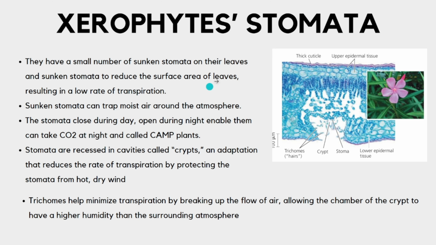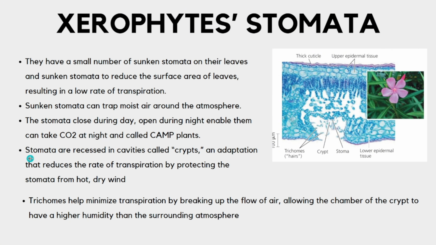So this is a special sunken stomata. And then the sunken stomata can trap moist air around the atmosphere. This is something the normal plant cannot do. Normal plants cannot trap the moist air, but sunken stomata can. And of course, the stomata is closed during the day and open during the night, like the CAM plant. CAM plant, so not CAMP. CAM plant, that you already learned in Sem 1 last chapter, right?